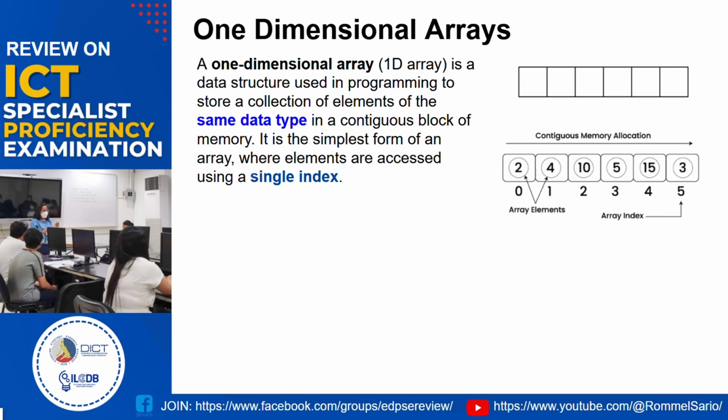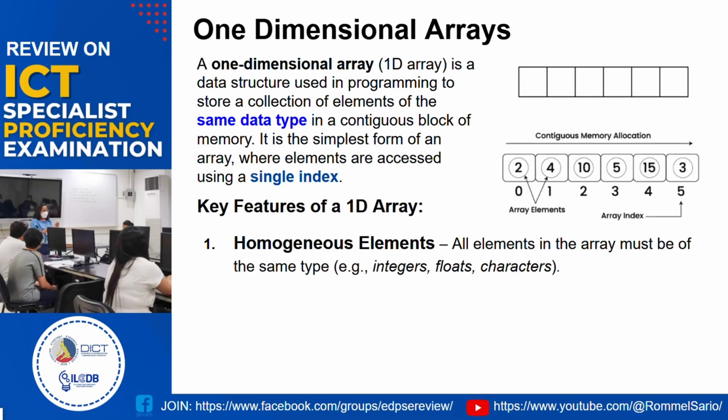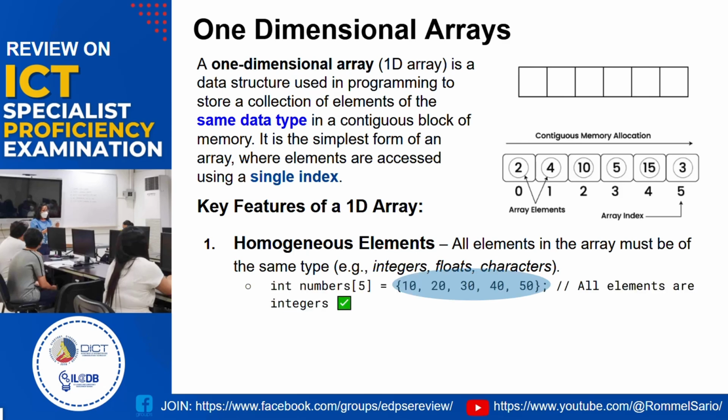The key features of a 1D array are the following. Number 1, homogeneous elements. An array is a collection of elements stored in contiguous memory locations. However, all elements in the array must be of the same data type, whether integers, floats, or characters. In this example, the array numbers stores 5 integers, since all elements are of the same type, which is integer.